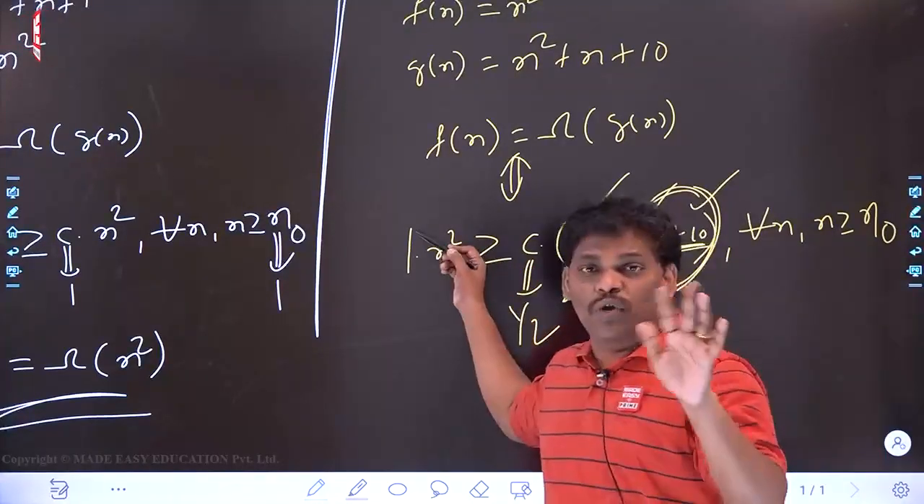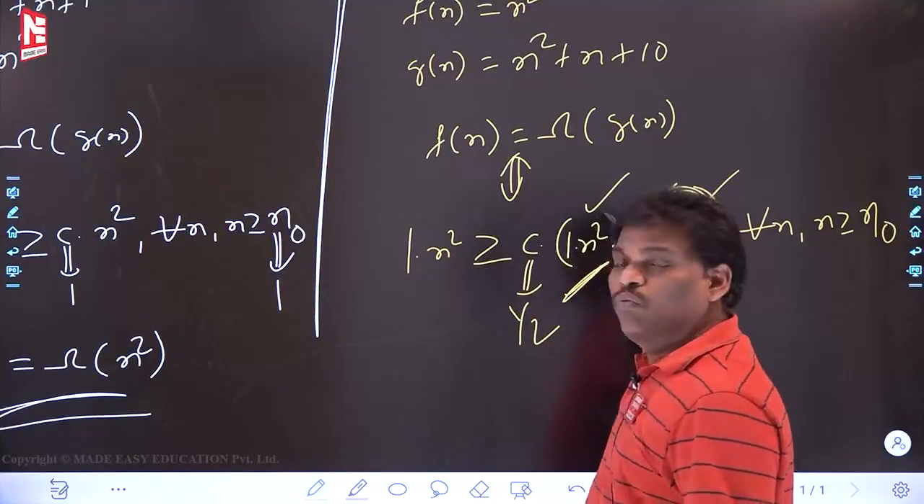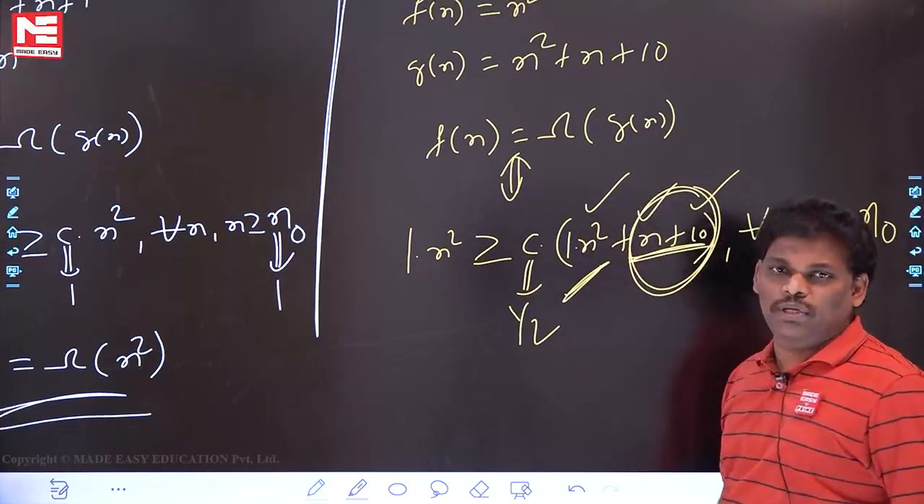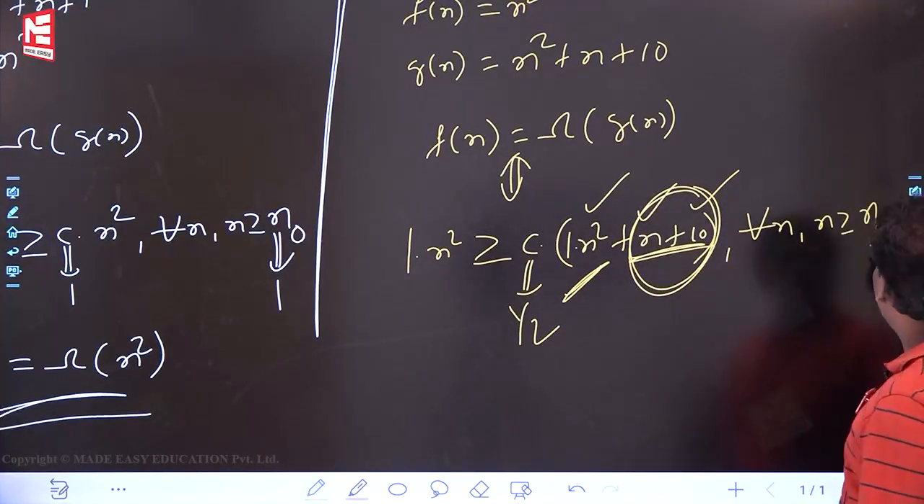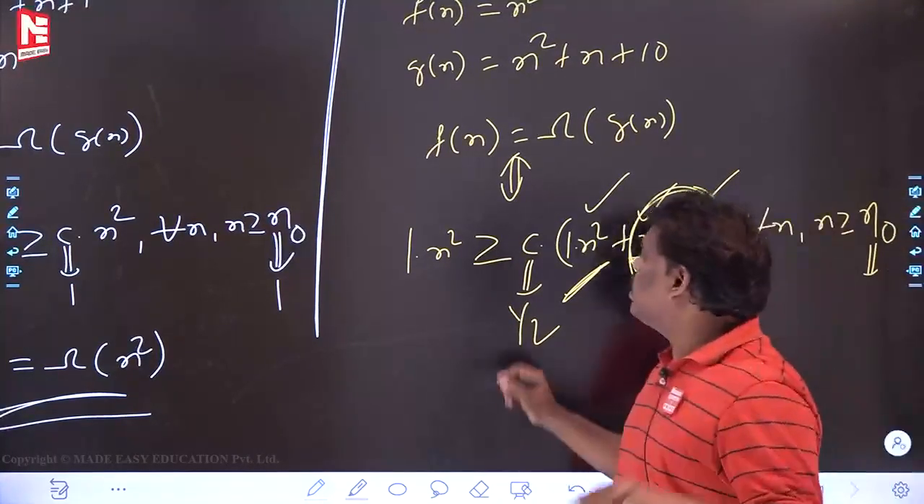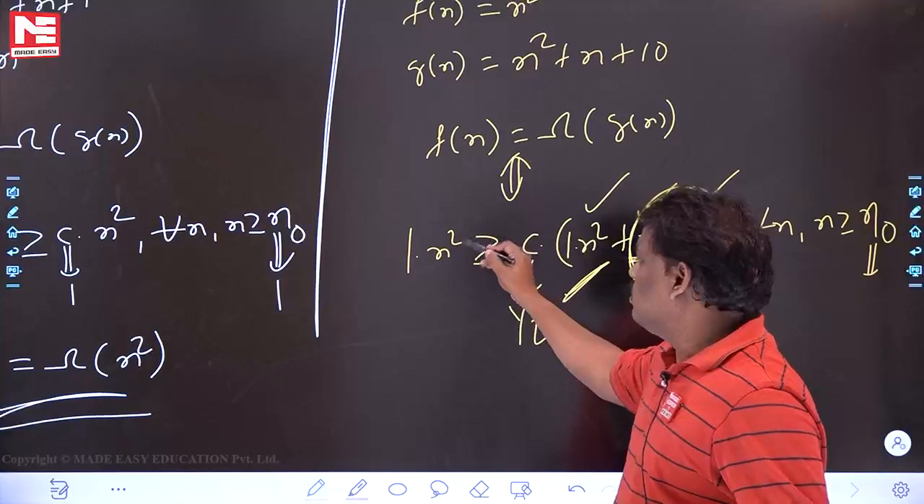Assume that n square is 1 lakh. 1 lakh by 2 is 50,000, plus small things, they don't affect that much. C value is 1 by 2. What is the n0? Just verify from where it is working. Can you help? Is 1 working? N value 1, it is the 1 only.